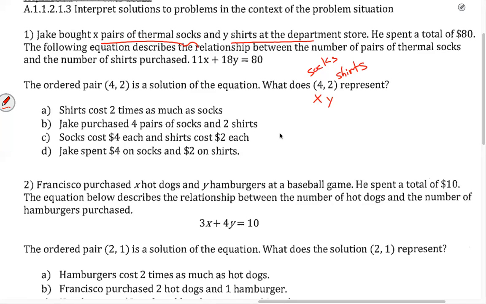So Sophie, ready for this? Awesome. So A says shirts cost 2 times as much as socks. That is false. Okay, guess we're not working now.